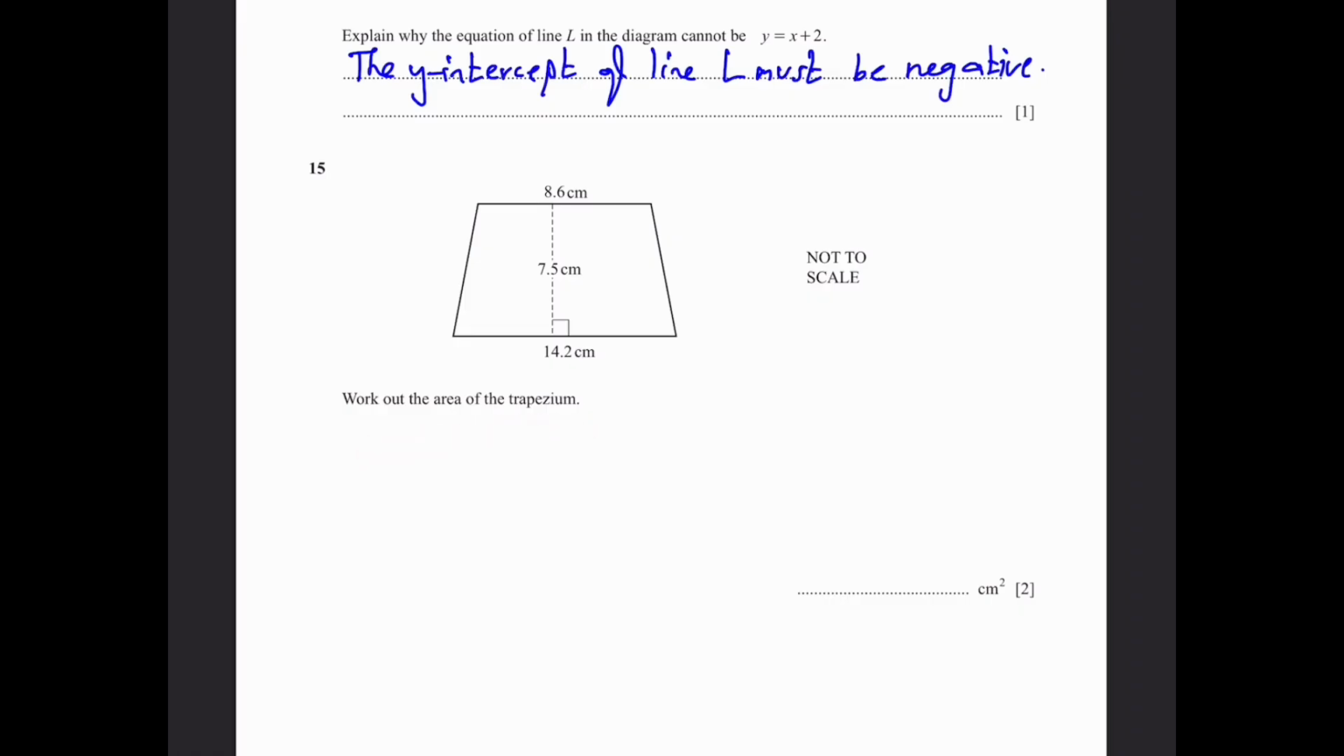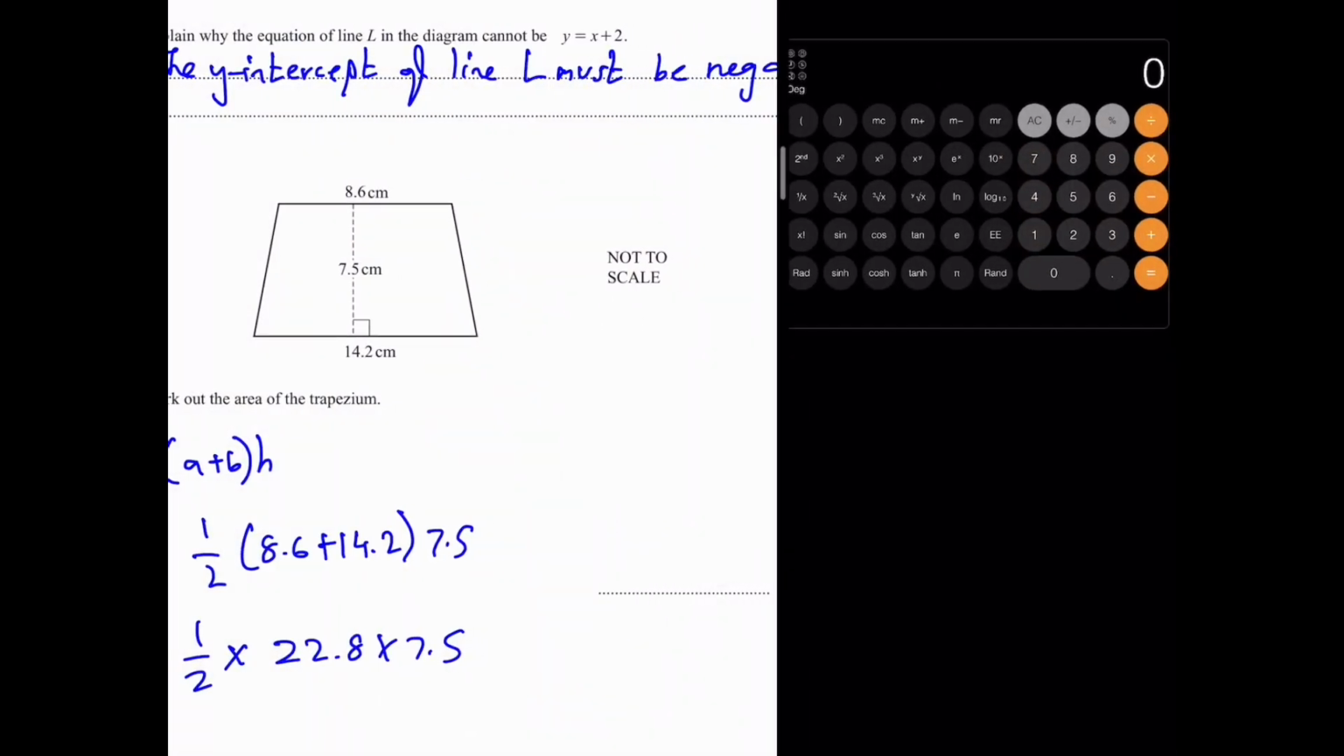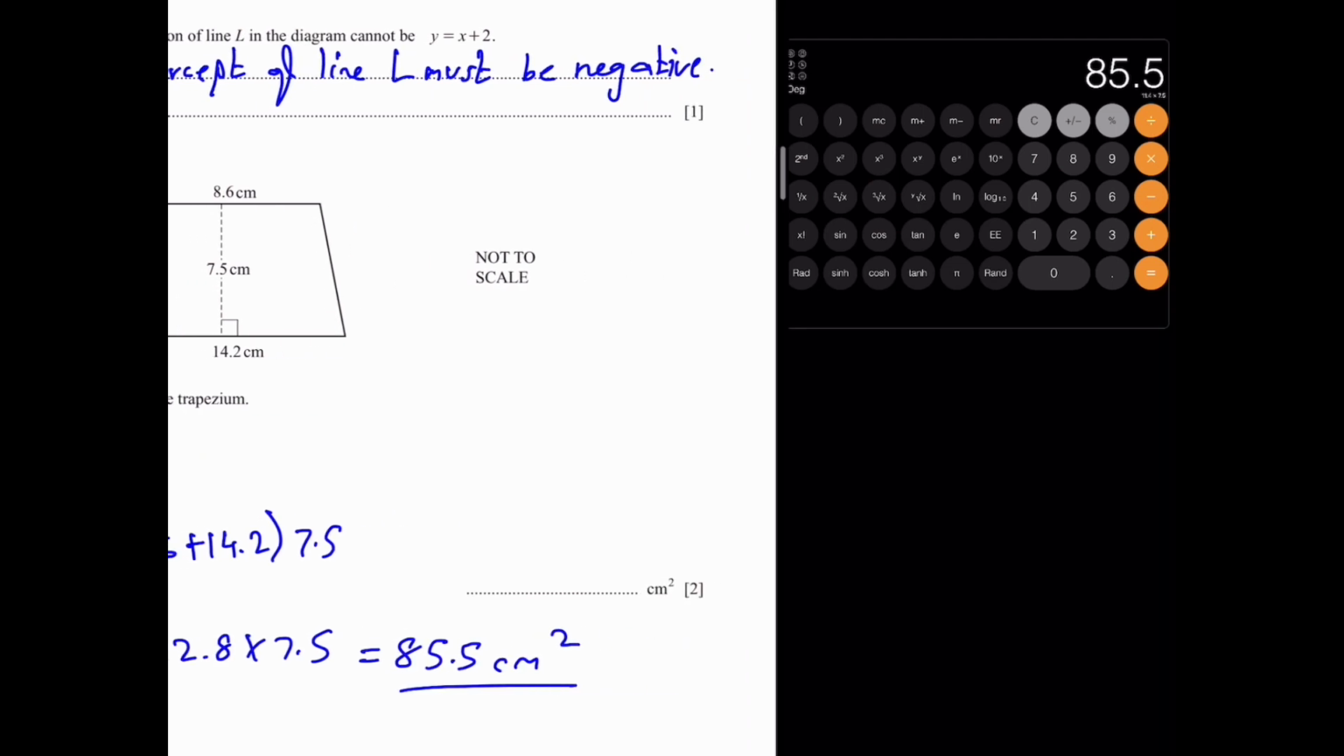Question 15, work out the area of the trapezium. So the area formula is half into a plus b into h, where a and b are the two parallel sides and h is the perpendicular height. So that'll be half into 8.6 plus 14.2 into 7.5. It's equal to half into 22.8 into 7.5. Now we can get our calculator out. 22.8 into half is 11.4. So 11.4 into 7.5 will be 85.5 centimeters squared. That's our answer.